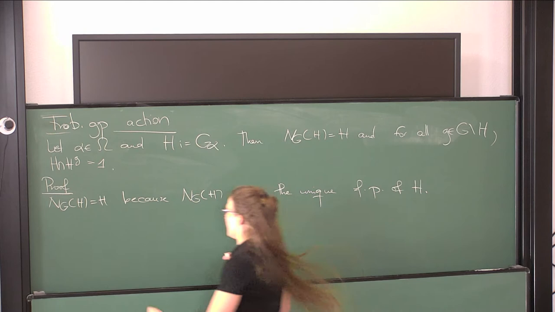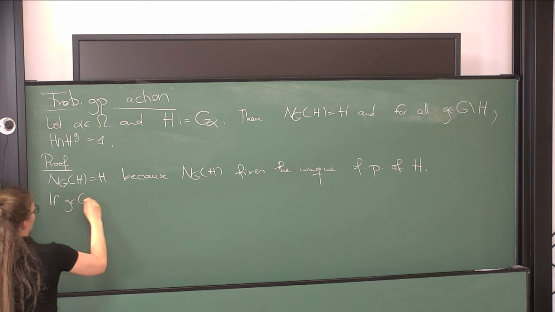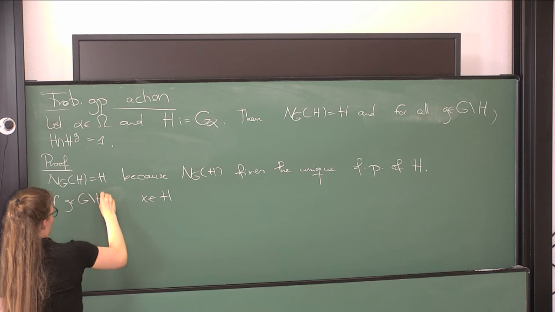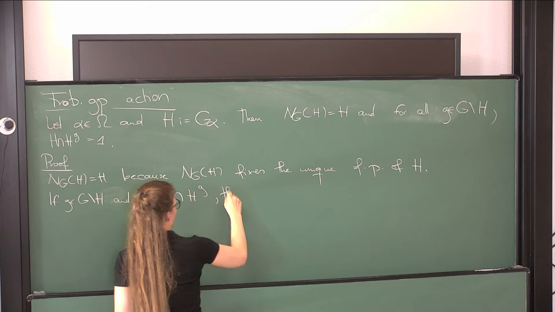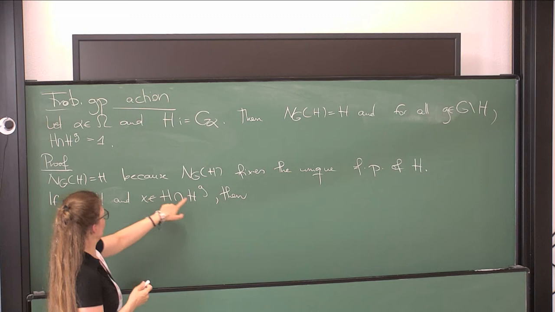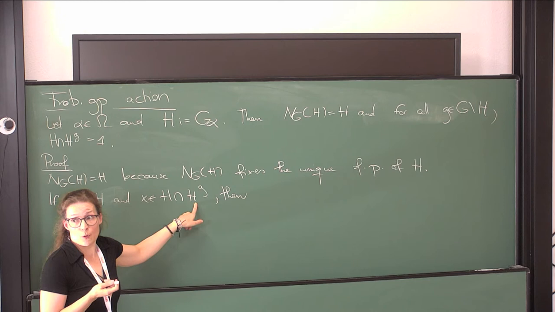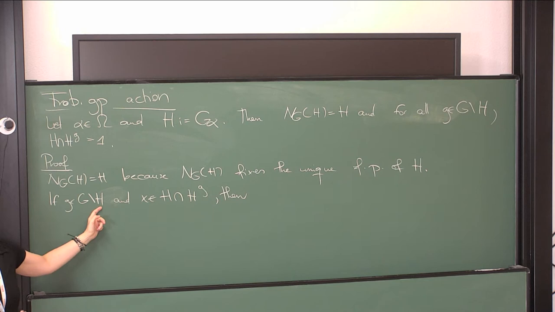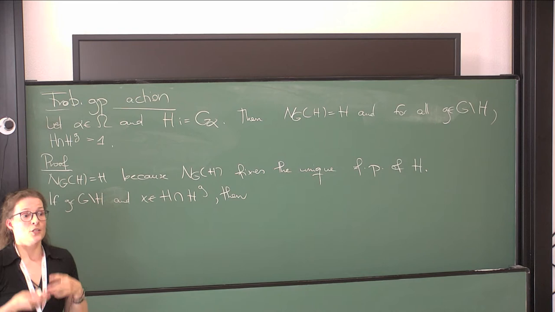Okay, and then let's look at this intersection property. If g is in G, and x is in the intersection of H with H to the g, then what happens? So x is in H, so it fixes alpha. x is in H to the g, so it fixes alpha to the g. Could these two points be the same? Well, if they were, then g would fix alpha, so it would be in H, but it's not. So alpha and alpha to the g are distinct points, and x fixes both of them. So it has to be trivial.